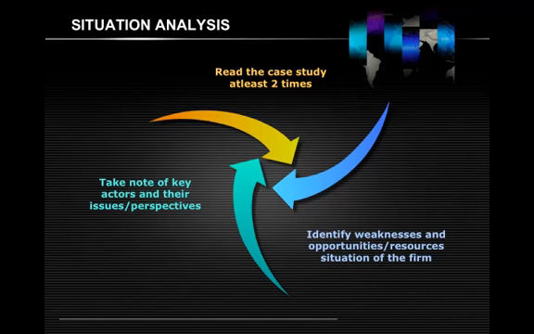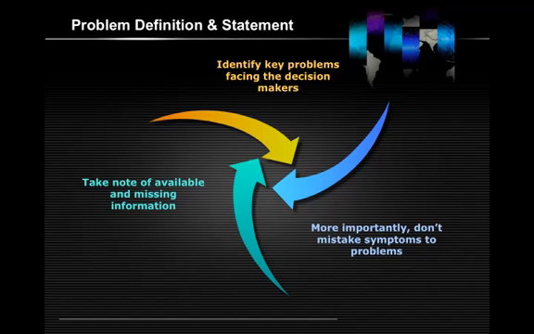Once you're done with the situation analysis, the second step is what is known as problem definition, or let's say defining problem statements. Now, what exactly is a problem statement? Essentially, in this step, based on the narrative and the data in the case study, you are trying to distill the key problems facing the decision makers in the case study. So essentially, you are identifying the key problems facing the decision makers.